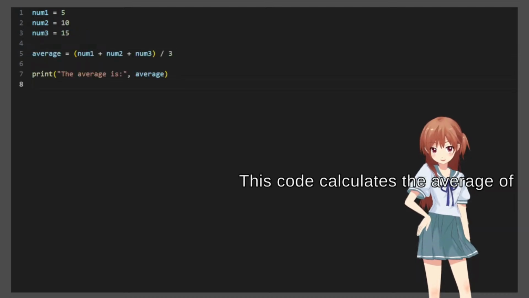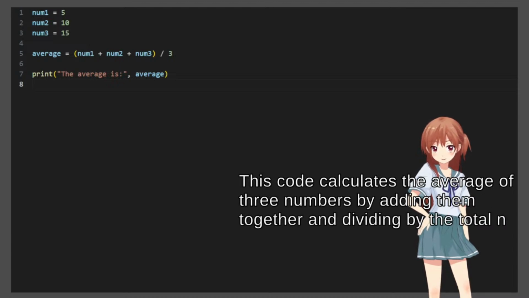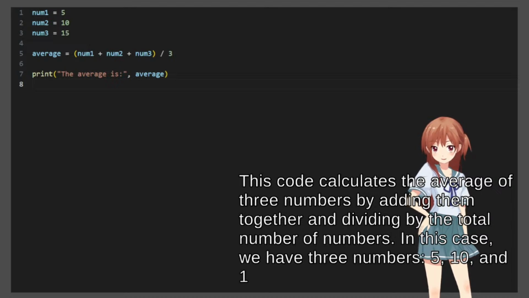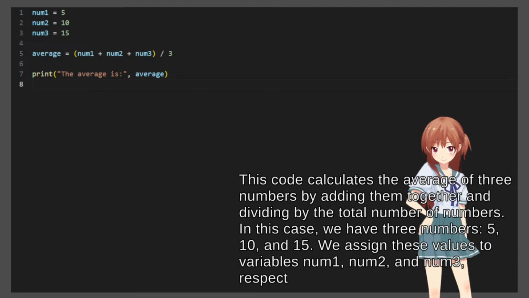This code calculates the average of three numbers by adding them together and dividing by the total number of numbers. In this case, we have three numbers, 5, 10, and 15. We assign these values to variables num1, num2, and num3, respectively.